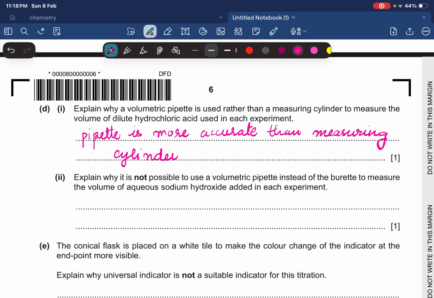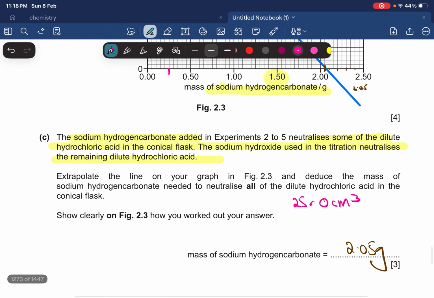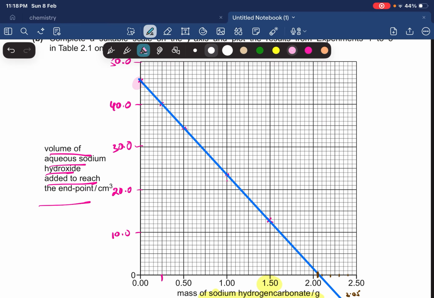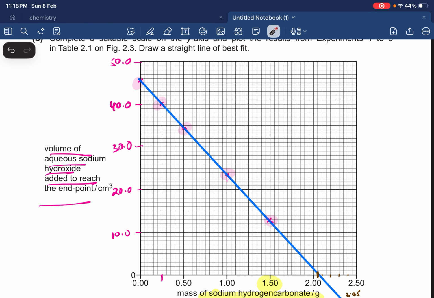Explain why it is not possible to use a volumetric pipette instead of burette to measure the volume of aqueous sodium hydroxide. Because the volume is changing. Pipettes measure fixed amount of volume, right? Look, for sodium hydroxide, your volume kept on changing. If you look at the graph, this volume, then this volume, then this volume, pipette just comes in one fixed volume.